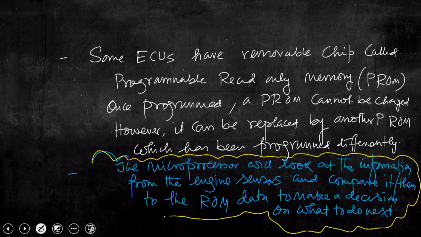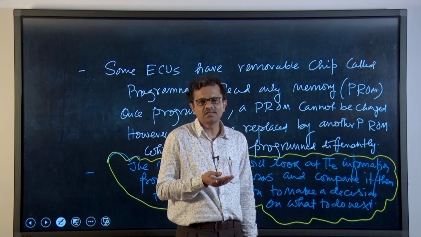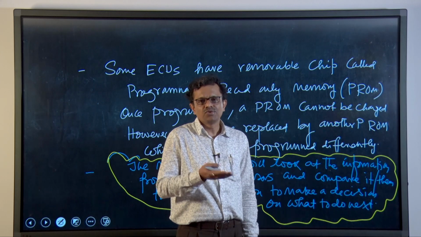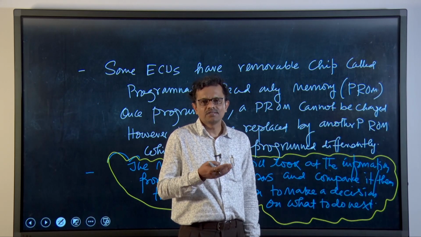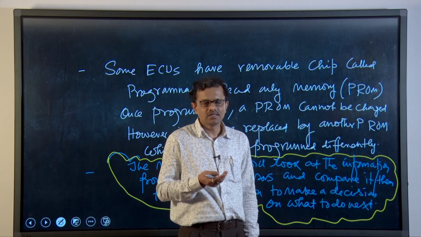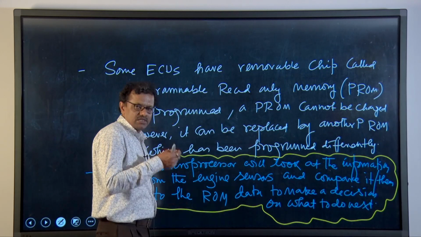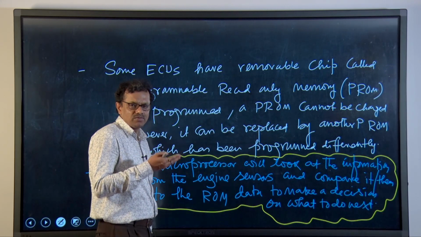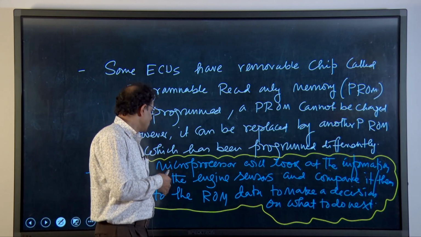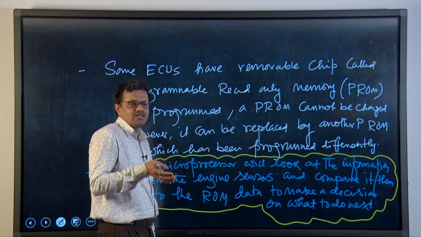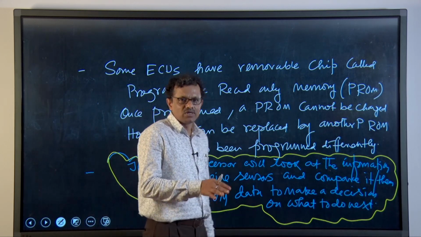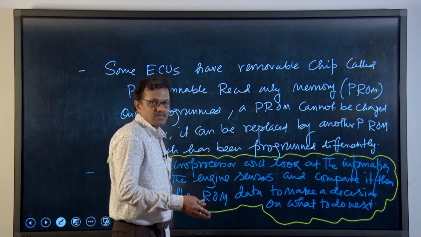That this is how the microprocessor tries to read data from a memory chip. So, it will look at the information from the engine sensor. Essentially, the ECU will receive some input from the sensor. Those sensors will be the input to the microprocessor, and on receiving some input from the engine sensor or sensors, it will compare that information to the ROM data, because in ROM there is already some program data, some stored data, and then we will take a decision what to do next.